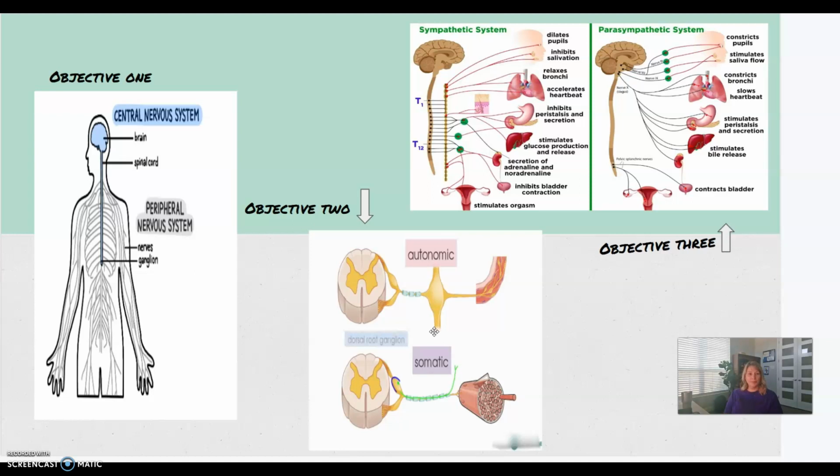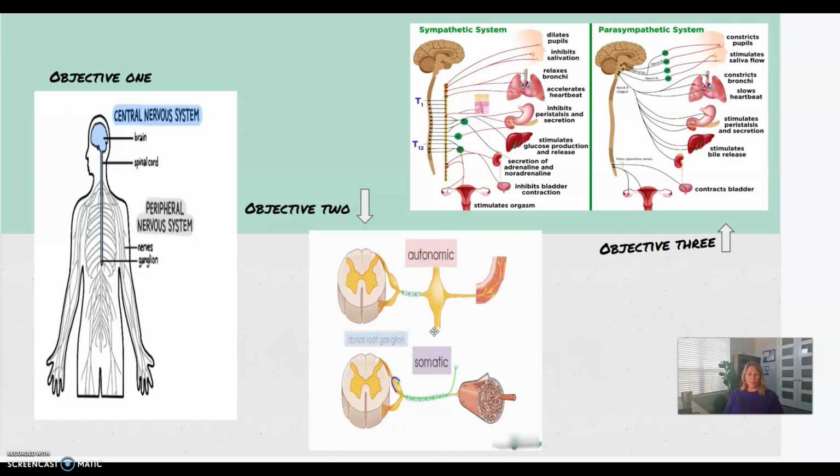To continue, the autonomic nervous system controls the function of our organs and glands and can be divided into the sympathetic and parasympathetic divisions. This goes into objective 3.